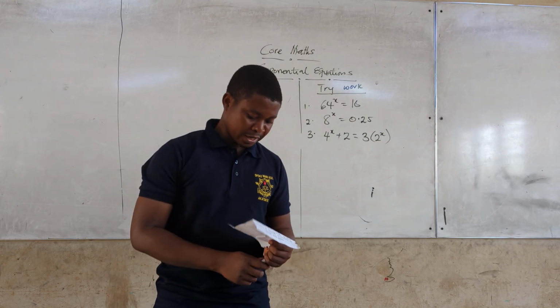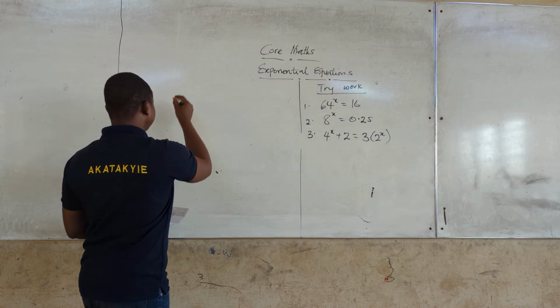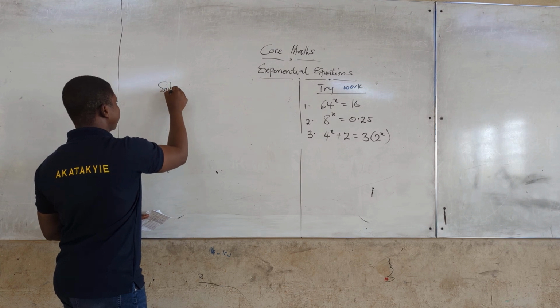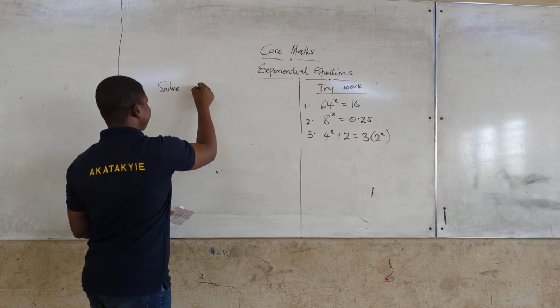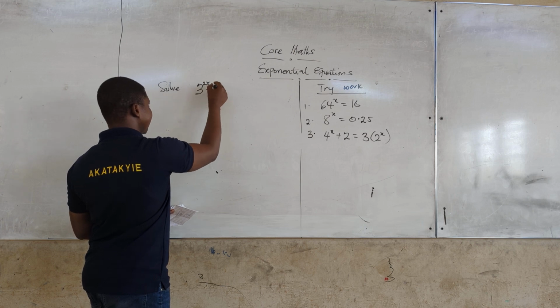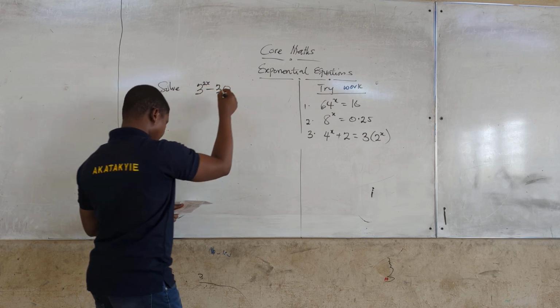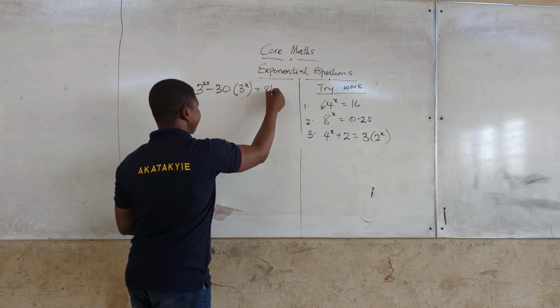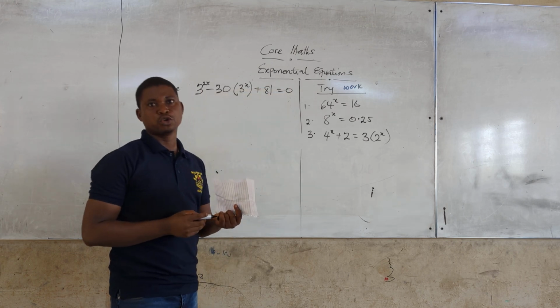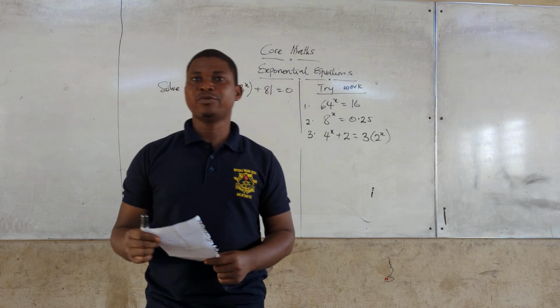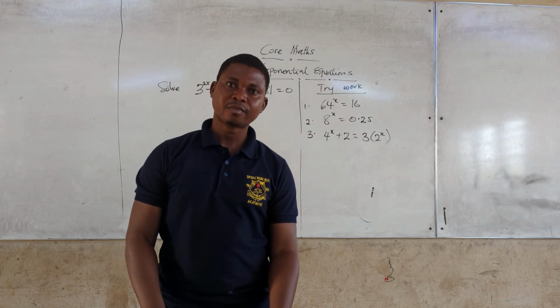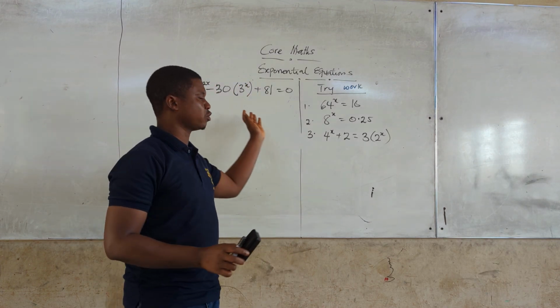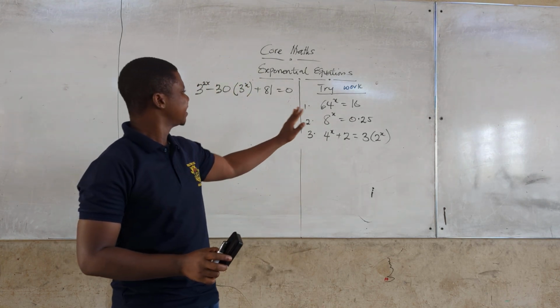Now let's look at this work. We are supposed to solve 3 to the power 2x minus 30, 3 to the power x plus 81 equal to 0. This one is also an equation that we are supposed to solve, which is a little bit different from this.